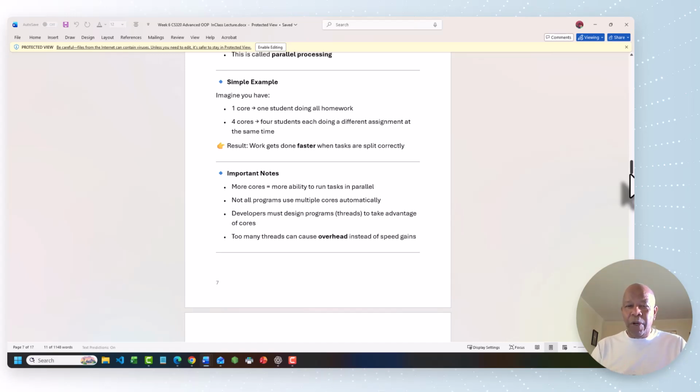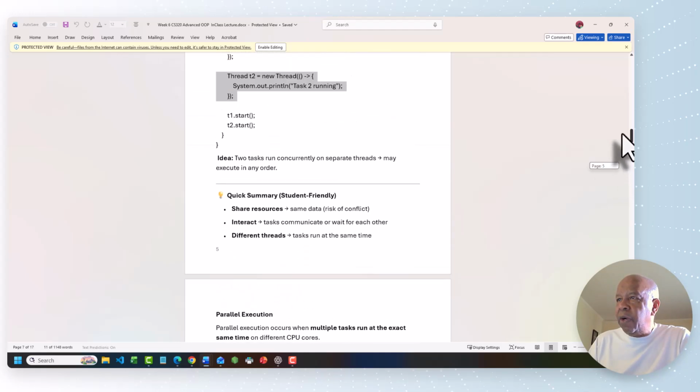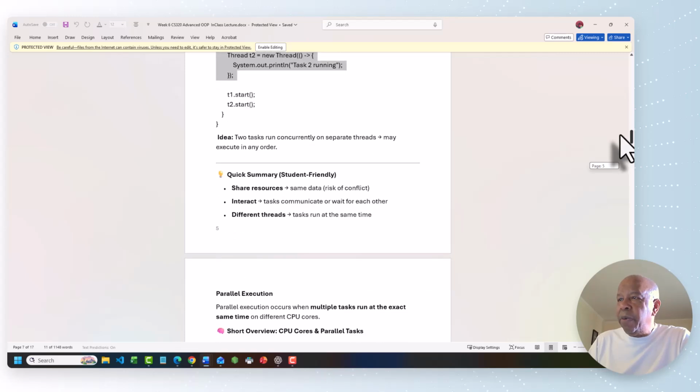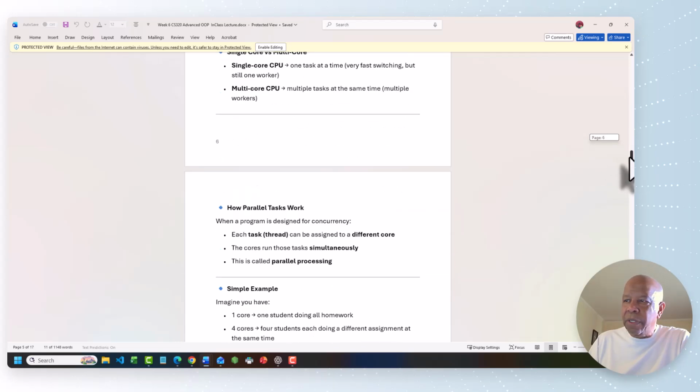So whenever we run cores in parallel, we still have to look at the design to make sure we address the three items we talked about up here: sharing resources, interacting with each other, and the fact that threads don't run in the exact sequence that we think they should, based on when we started them. So we still have these issues, even though we may be running on separate cores.